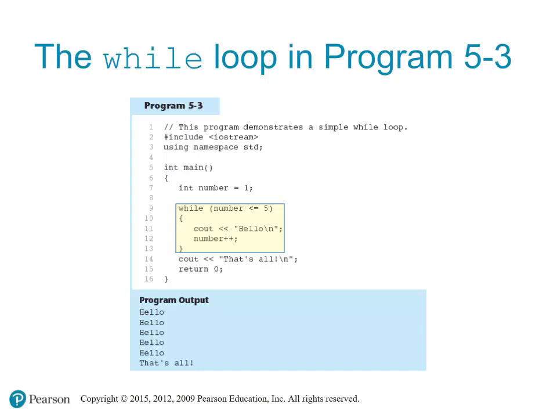Two actions occur inside the loop. The word hello is printed. The variable number is incremented by 1, so num++. The loop will iterate 5 times. The number variable will go from 1 to 5, and hello will be printed each time. When number becomes 6, the loop condition, number less or equal to 5, becomes false. The loop terminates and the program moves on. After the loop, the program prints "that's all" to indicate the end of the loop's execution.